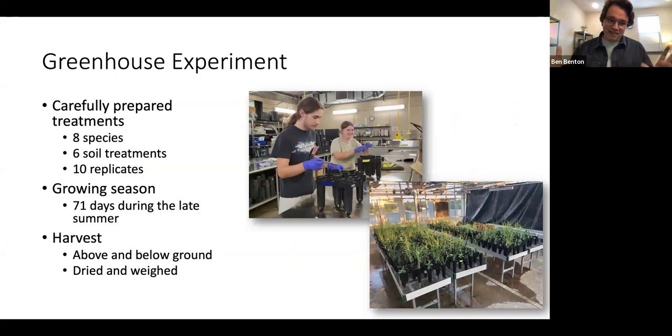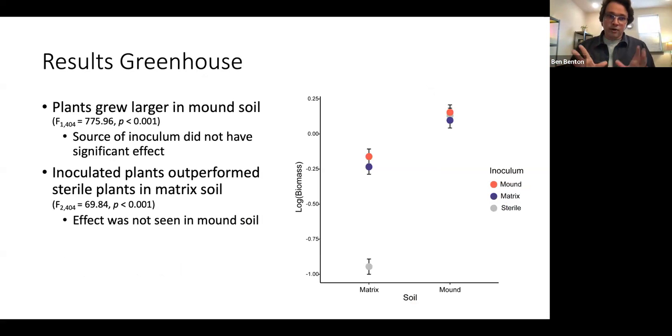And then after that 71-day period, I harvested all of the aboveground material, and then we meticulously washed all of the soil out of the root systems, and collected those as well. And then those were dried and weighed to collect data on the biomass. So here are the results of the greenhouse experiment.